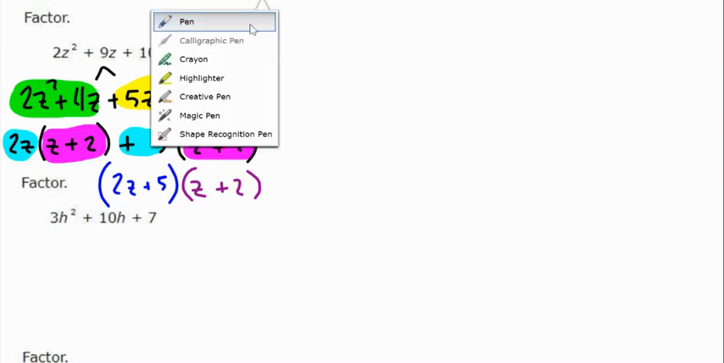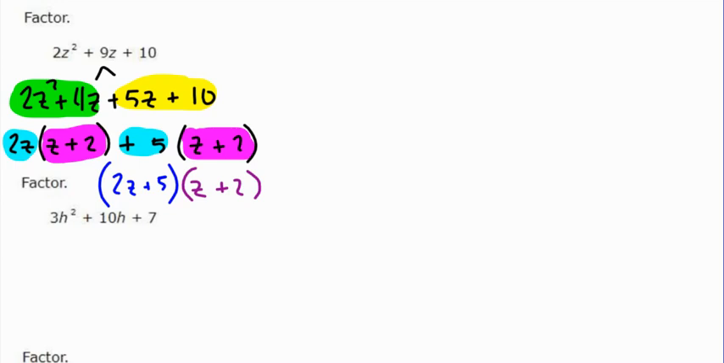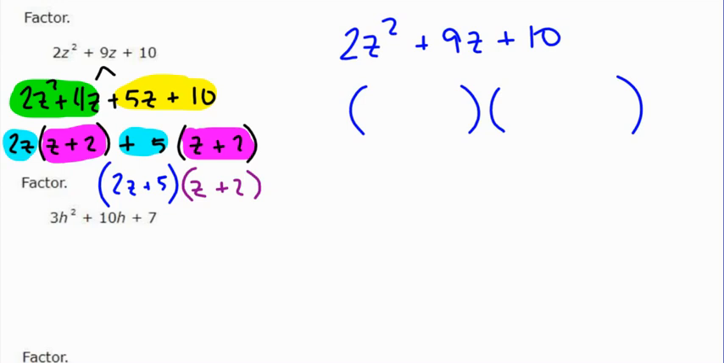Another strategy is trial and error. There's nothing wrong with trial and error when we're working through factoring trinomials with a coefficient that's not 1, like 2z squared plus 9z plus 10. You can pretty much outline it like I showed in the last video with just these 2 parentheses, because I'm going to have 2 binomials being multiplied.